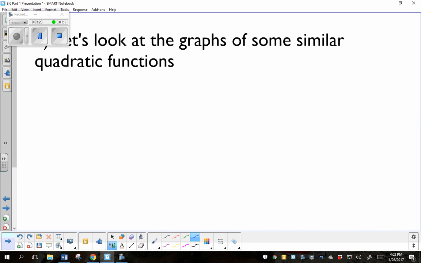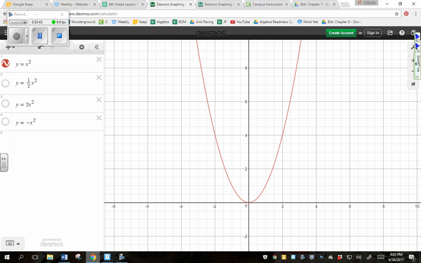So let's look at the graphs of some similar quadratic functions. So for now, just watch. You don't have to worry about writing anything. I'll show you what to write in a minute. I'm going to go on to a graphing program and just show you some so we're not going to graph all of them by making an XY chart. So we are on Desmos, and we have right now, this is the graph of y equals x squared. You don't have to draw this for right now. You can just look.